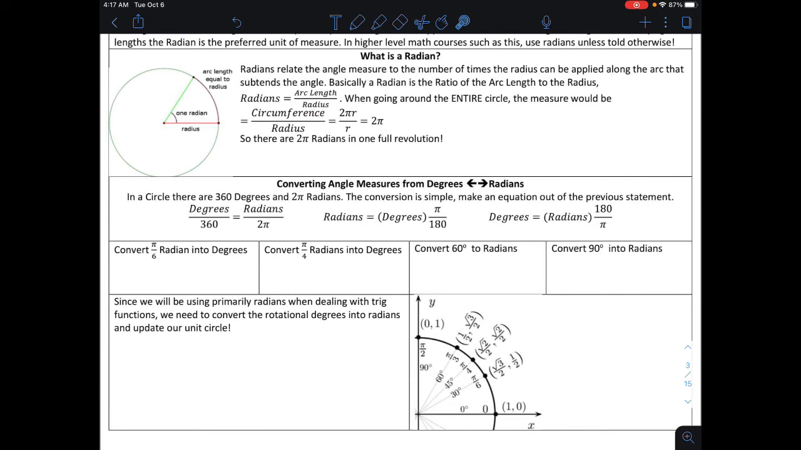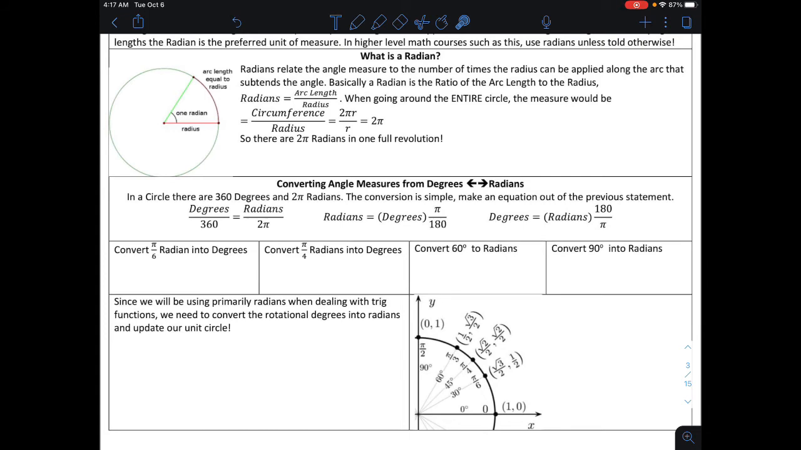Now, in context of going around my entire circle, going around the entire circle is the circumference. If I take the circumference of a circle and divide it by the radius, well, circumference is 2 pi r. Divide that by r for radius length, and we end up with 2 pi. So the distance all the way around the circle is 2 pi radians. Now, we can convert any angle measure from degrees into a radian measure, or the other way around, radians back into degrees, by using a simple formula. Radians is equal to the number of degrees multiplied by pi over 180, and degrees is equal to the number of radians times 180 over pi.